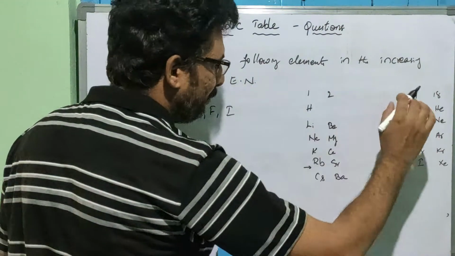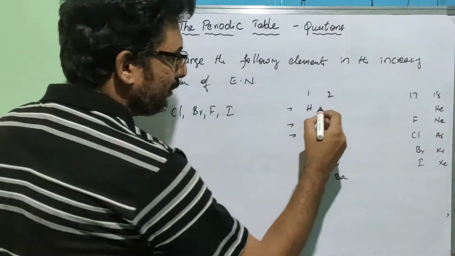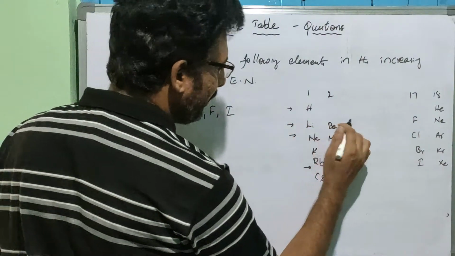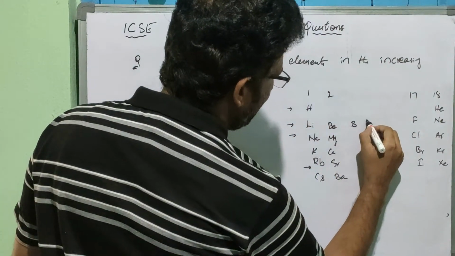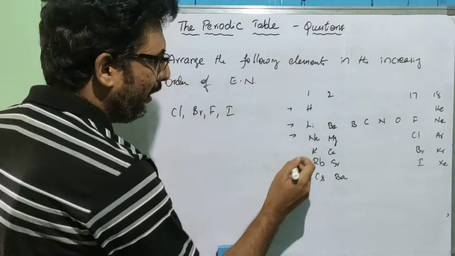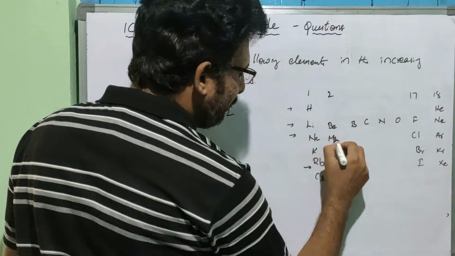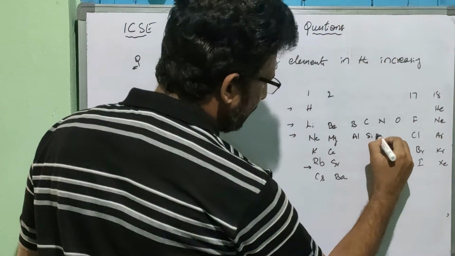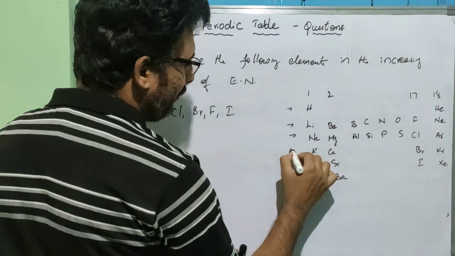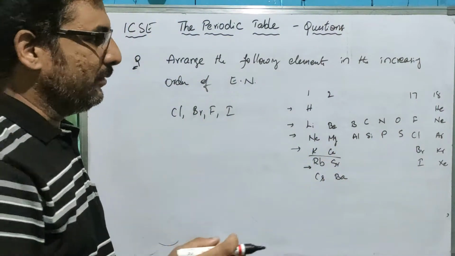And first 3 periods, 1, 2, 3 periods you have to learn. So in the first period you will have hydrogen and lithium only, and in the second period lithium, beryllium, then boron, carbon, nitrogen, oxygen, fluorine and neon. And in the third period sodium, magnesium, aluminum, silicon, phosphorus, sulfur, chlorine and argon. And from the fourth period you can remember potassium and calcium.